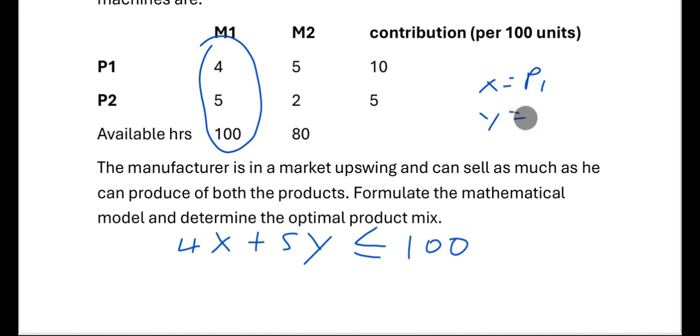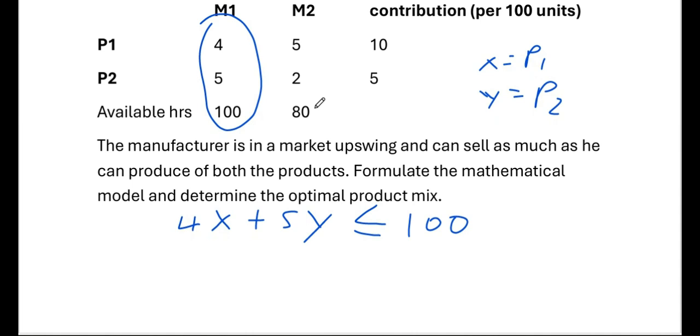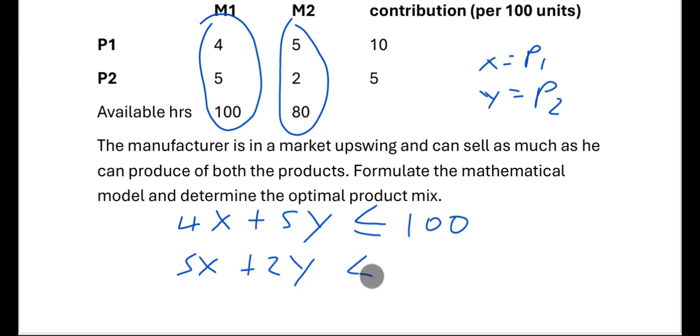and Y is P2. Of course, we can work with P1 and P2; you'd not have a problem with that. But I'm just using X and Y because that's what we normally use. So X is P1, Y is P2. Then the next thing is you go to the next one here. You'll have 5X plus 2Y. Remember, you're forming an equation, less than or equal to 80.